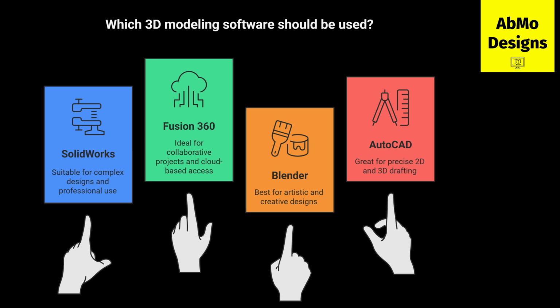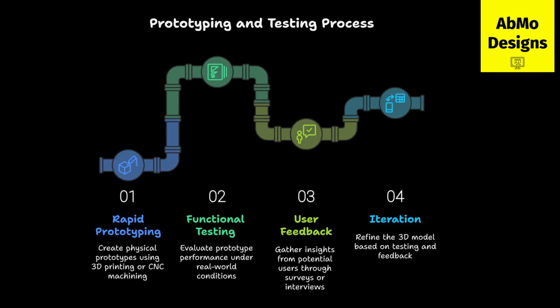Design for manufacturing. Consider how your product will be manufactured during the design process. This includes factors like material selection, tooling requirements, and assembly methods. DFM helps reduce costs and improve manufacturability.